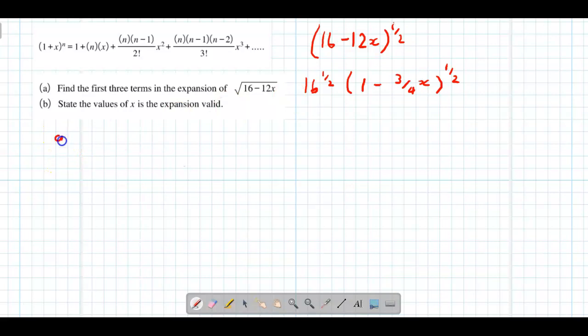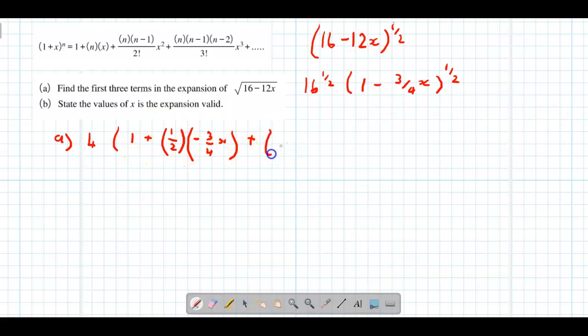So part A, 16 to the power of a half is nice. That's the square root of 16, which is 4. And now the expansion starts with 1 plus nx. My n is a half, my x is negative 3/4 of x. So again, putting all these in brackets will just hopefully cut down on the mistakes we make with the minuses.